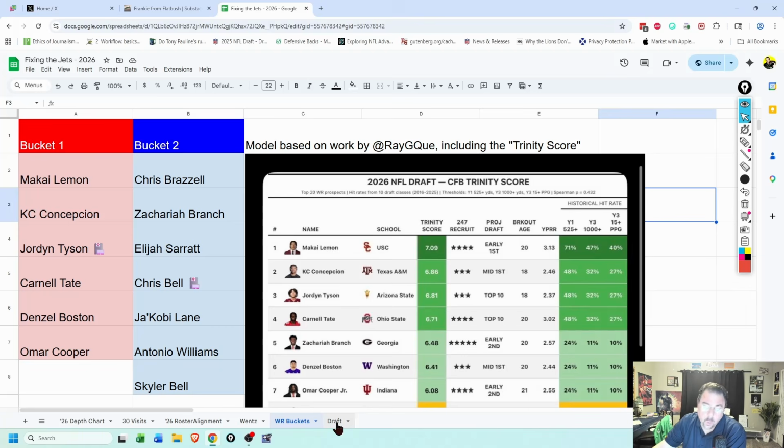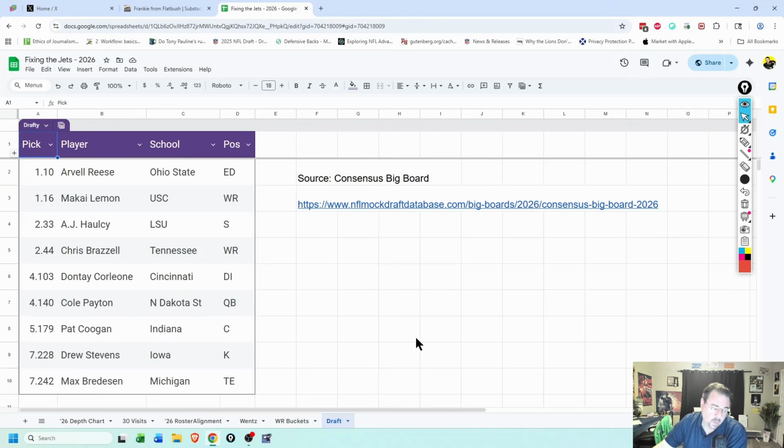Now, that being the case, what could actually happen in the draft? What if this was our draft? I'm using the source for this being the consensus big board. You see the link here. So it's not really that far-fetched. Reese, Lemon, Halsey, Brazel. That one might be a reach, because I think teams are going to be higher than consensus. But then Corleone, Payton, Coogan, Stevens, Bredesen. If we come away with this haul, whoo, baby.